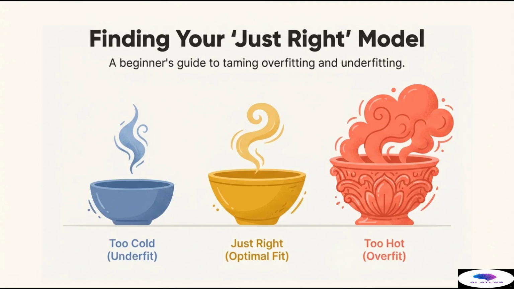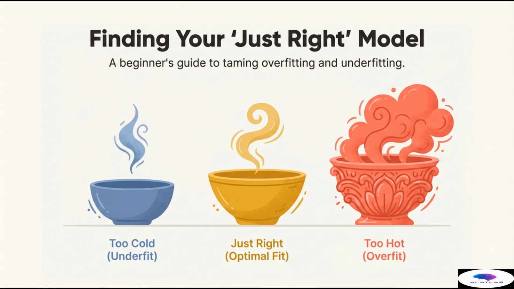Hello and welcome to our guide on finding the just right model in machine learning, a concept often referred to as the Goldilocks principle of data science. Training a successful machine learning model is all about striking a perfect balance. It shouldn't be too simple, but it also shouldn't be overly complicated. Our journey today focuses on taming the two biggest hurdles beginners face: underfitting and overfitting.